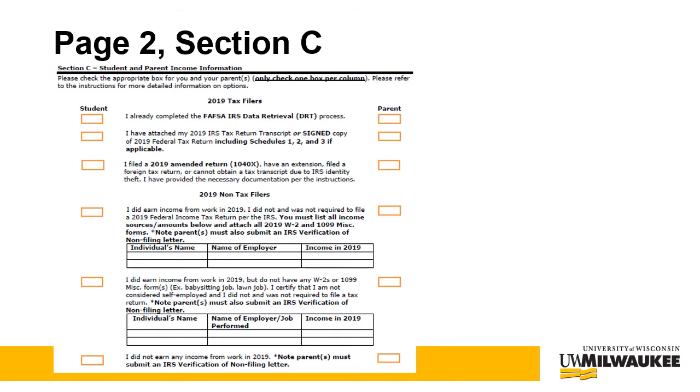The top section is for those who have filed taxes for 2019, and the bottom section is for those who did not file taxes in 2019. It is okay if taxes were not filed, but you may want to discuss with a tax professional regarding the IRS income requirements to file taxes. We will break this down further in the next few moments.